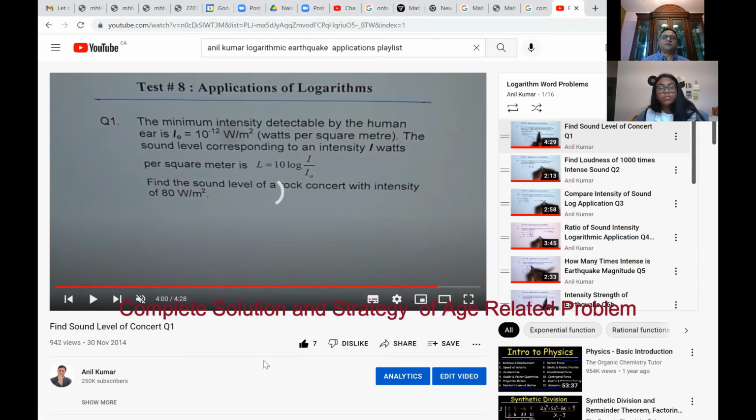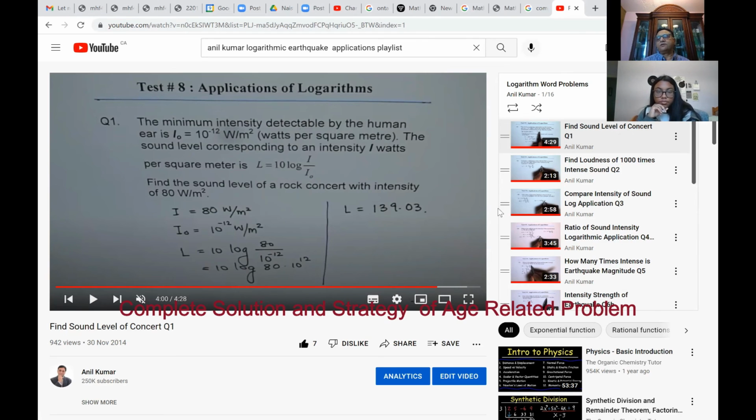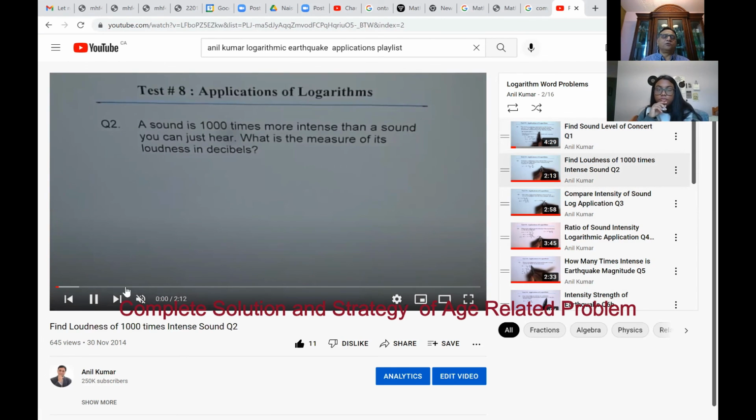We'll go almost to the end of this video. So as I was saying, just plug in 80 for I and 10 to the power of minus 12 for I0 in this formula and calculate using a calculator. You get your answer. Is that clear to you? Yeah. Next question, which is similar, a loudness question.